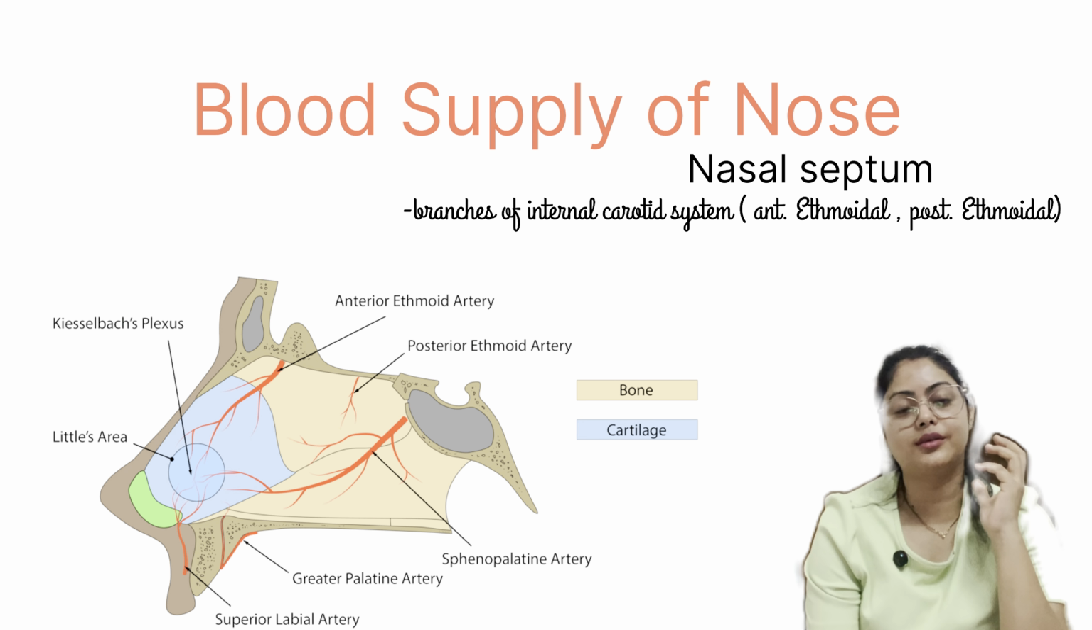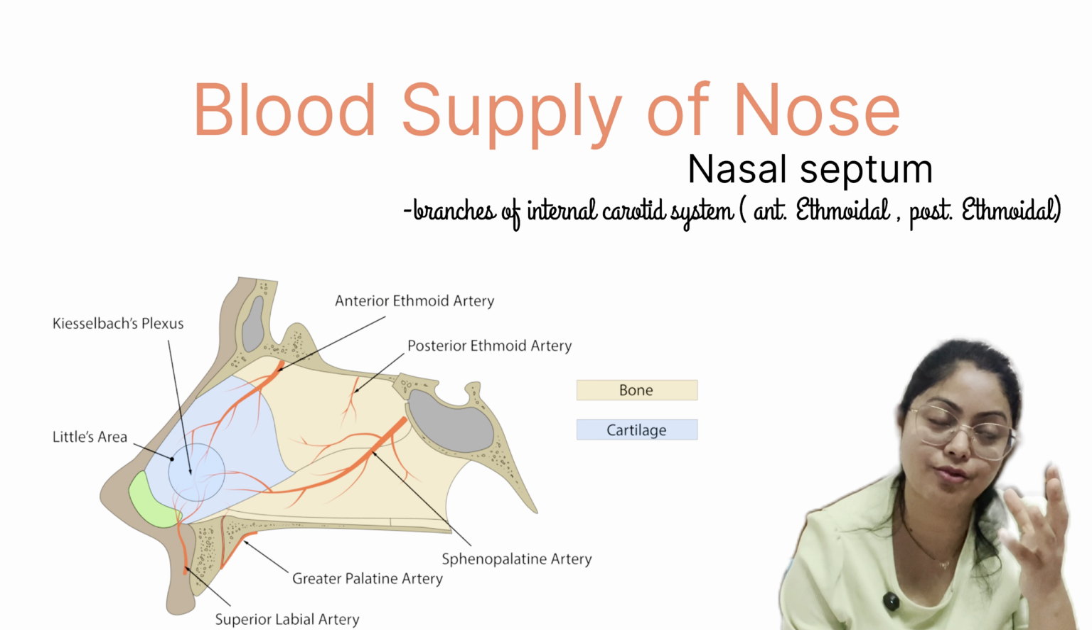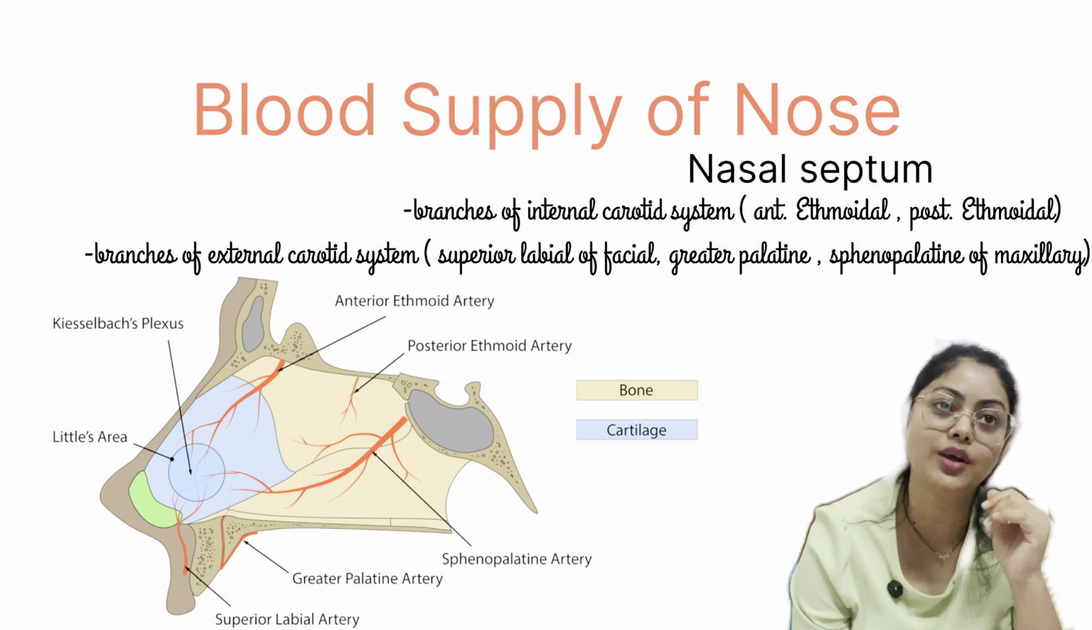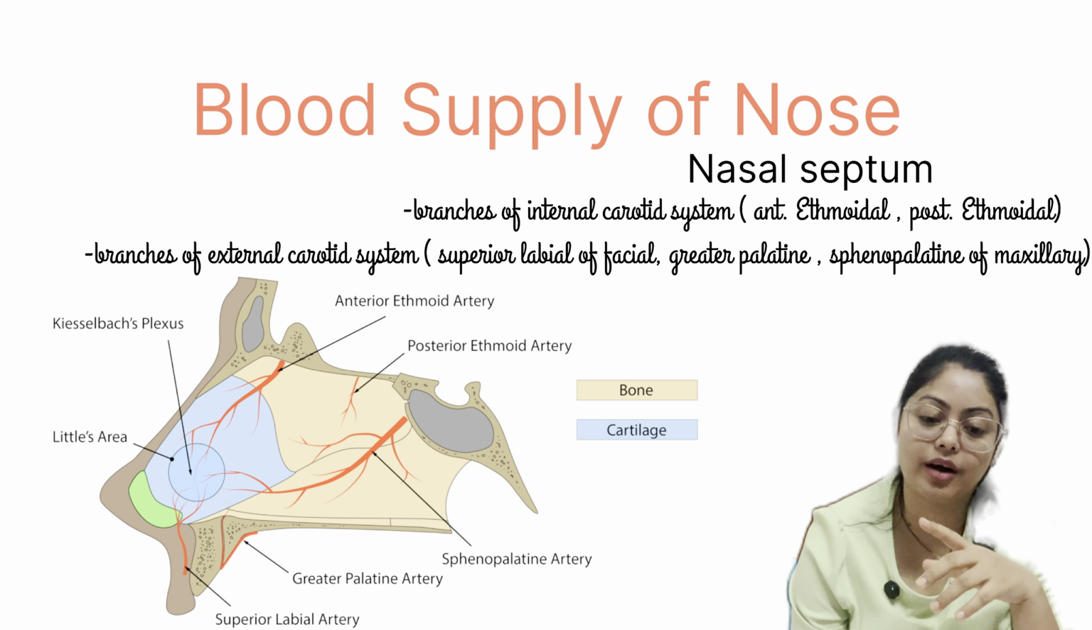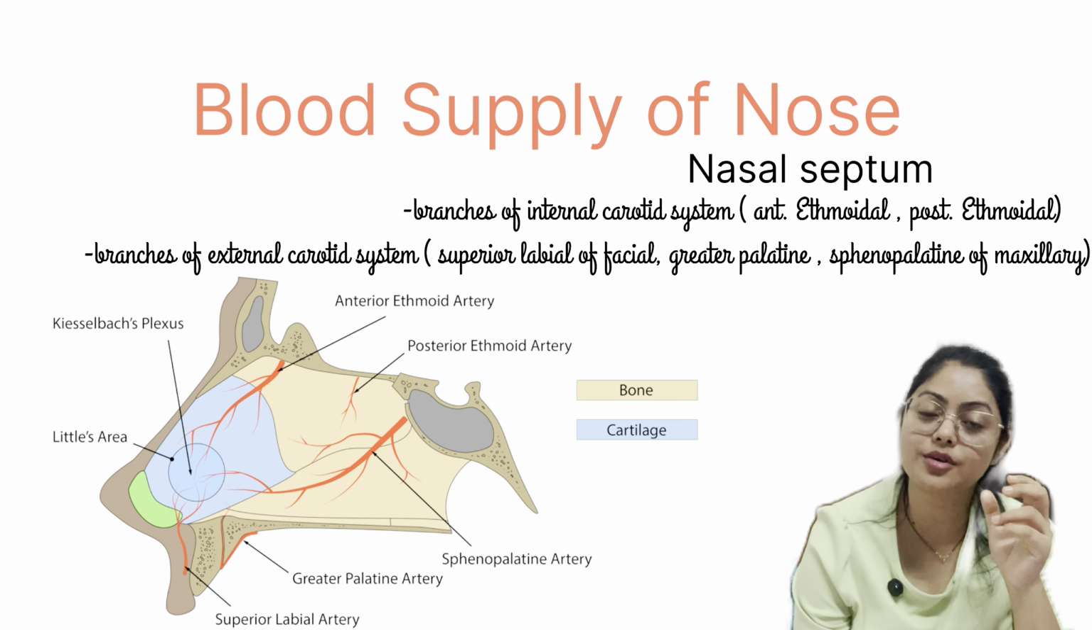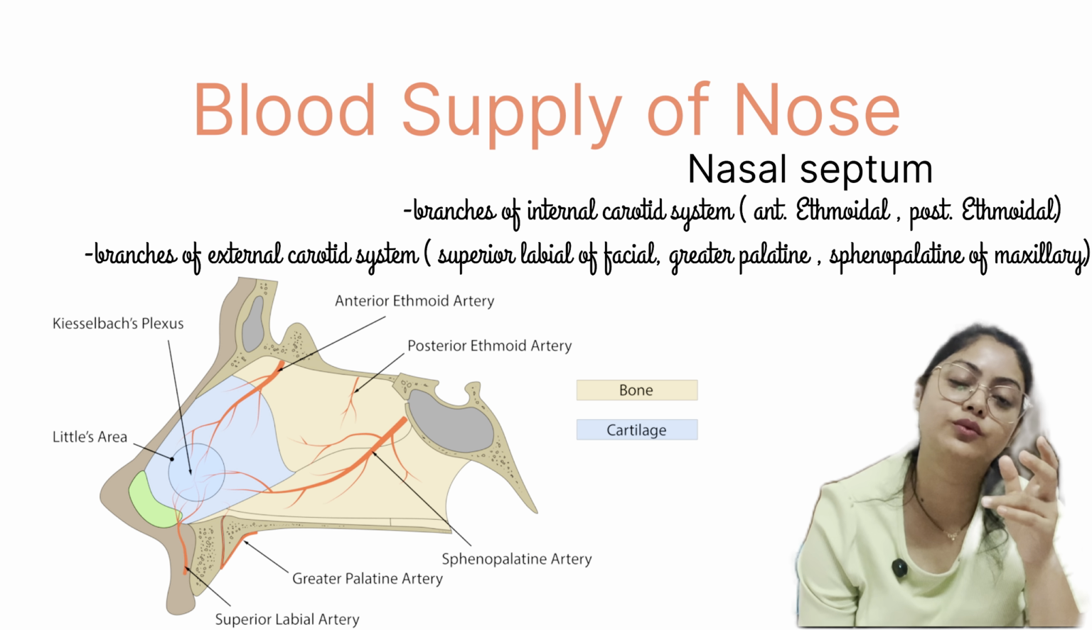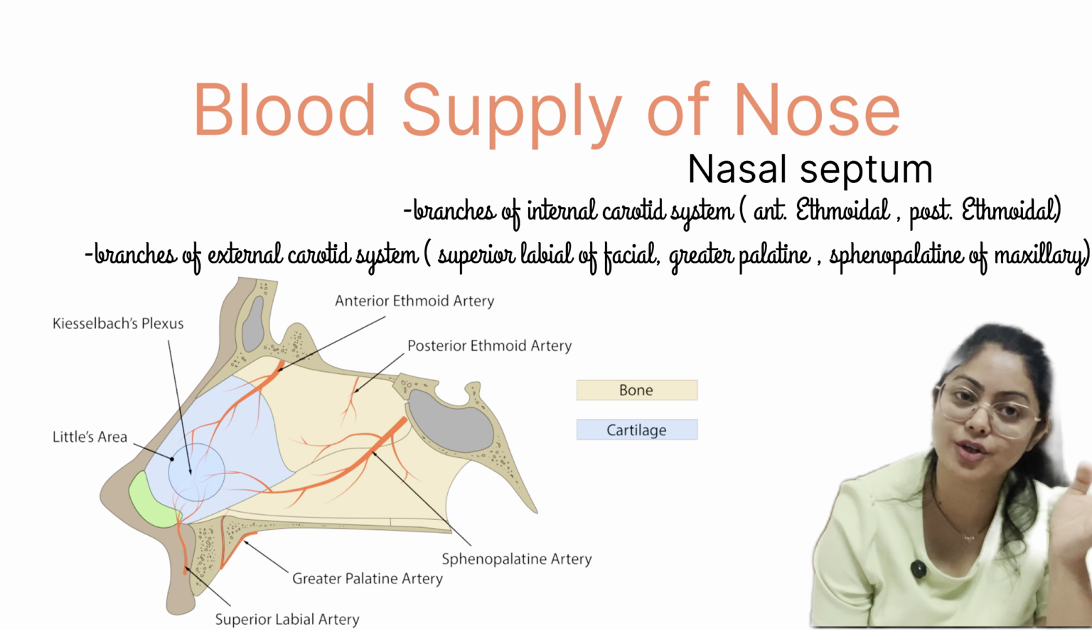The branches of the external carotid arteries are the sphenopalatine artery, which is in turn a branch of the maxillary artery supplying posteriorly. Then we have the septal branch of the vestibular artery. Also, the septal branch of the superior labial artery, which is a branch of the facial artery.